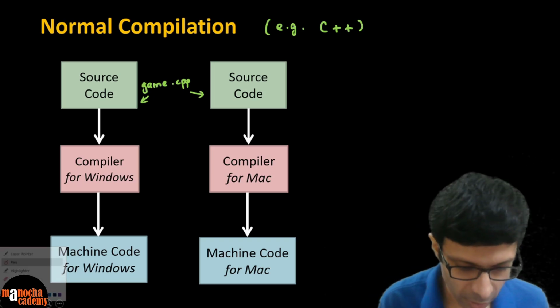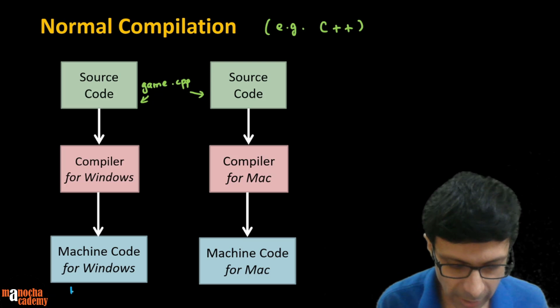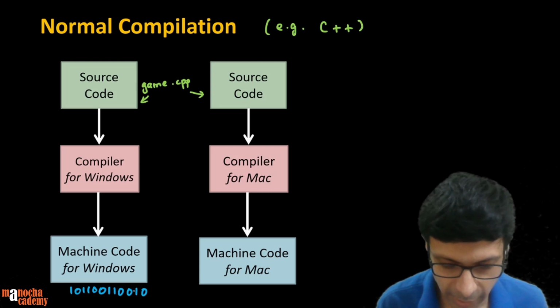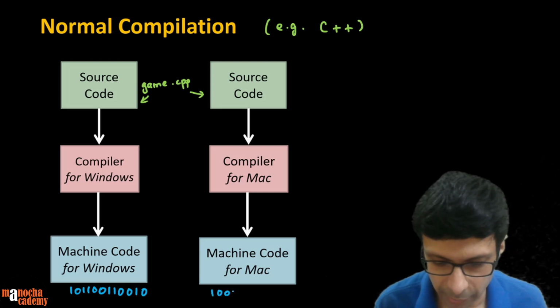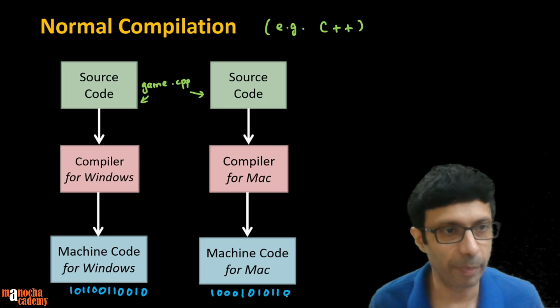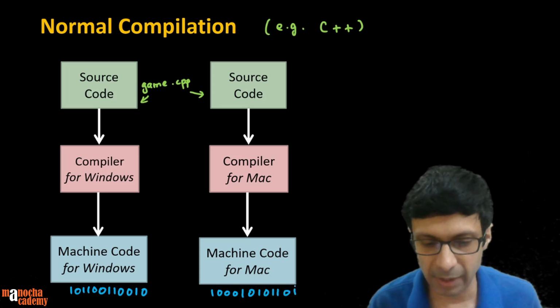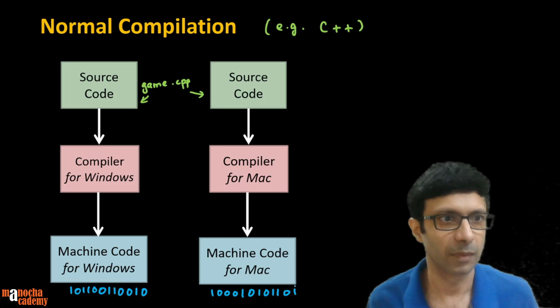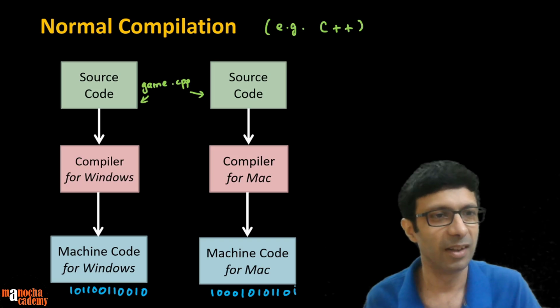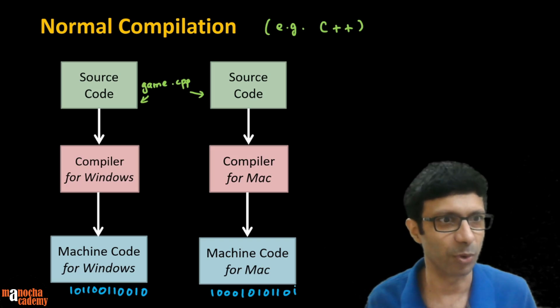One's for your Windows, where maybe your game will compile into some binary like this, right? But in Mac it will be a little different. The same code will not be there. The machine code will be different. Okay, CPP is the C++ file. What is CPP? C++ source code. Just like .py is for Python, CPP is for C++ programs.